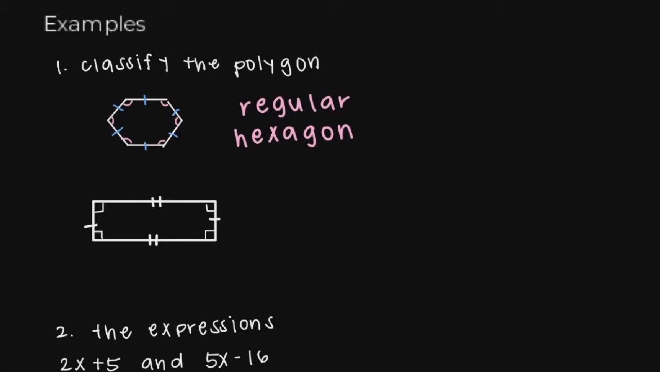Next we have a 4-sided figure, so that's called a quadrilateral. And the opposite sides are congruent. So since not all 4 sides are the same, that means it's not equilateral. And these right angles mean that they're all 90 degrees, so they all have the same angle measure. So this would be equiangular.